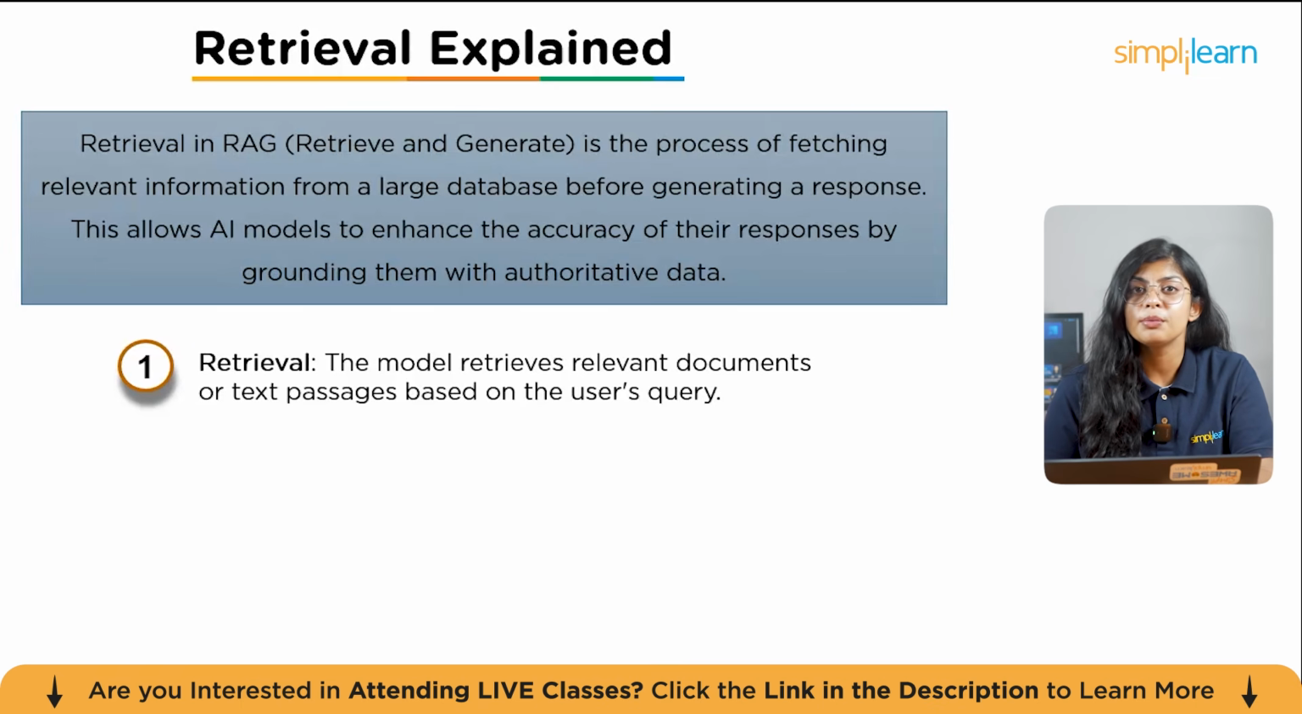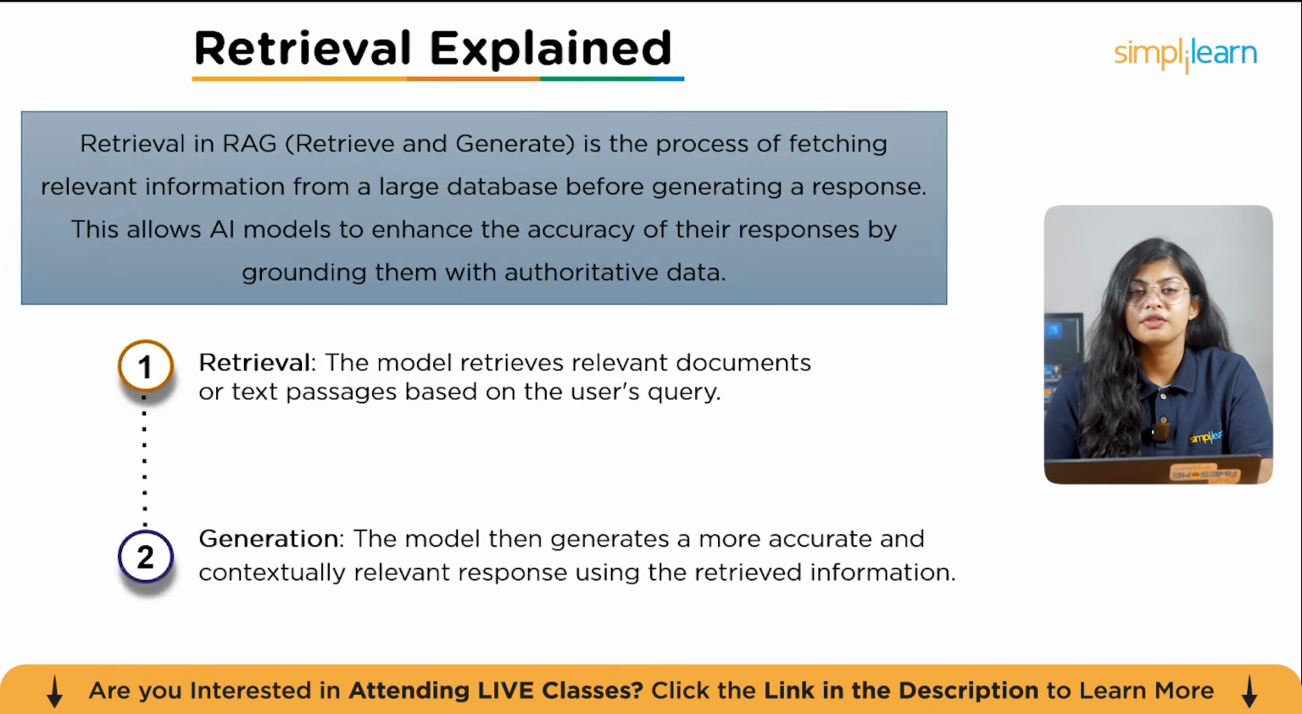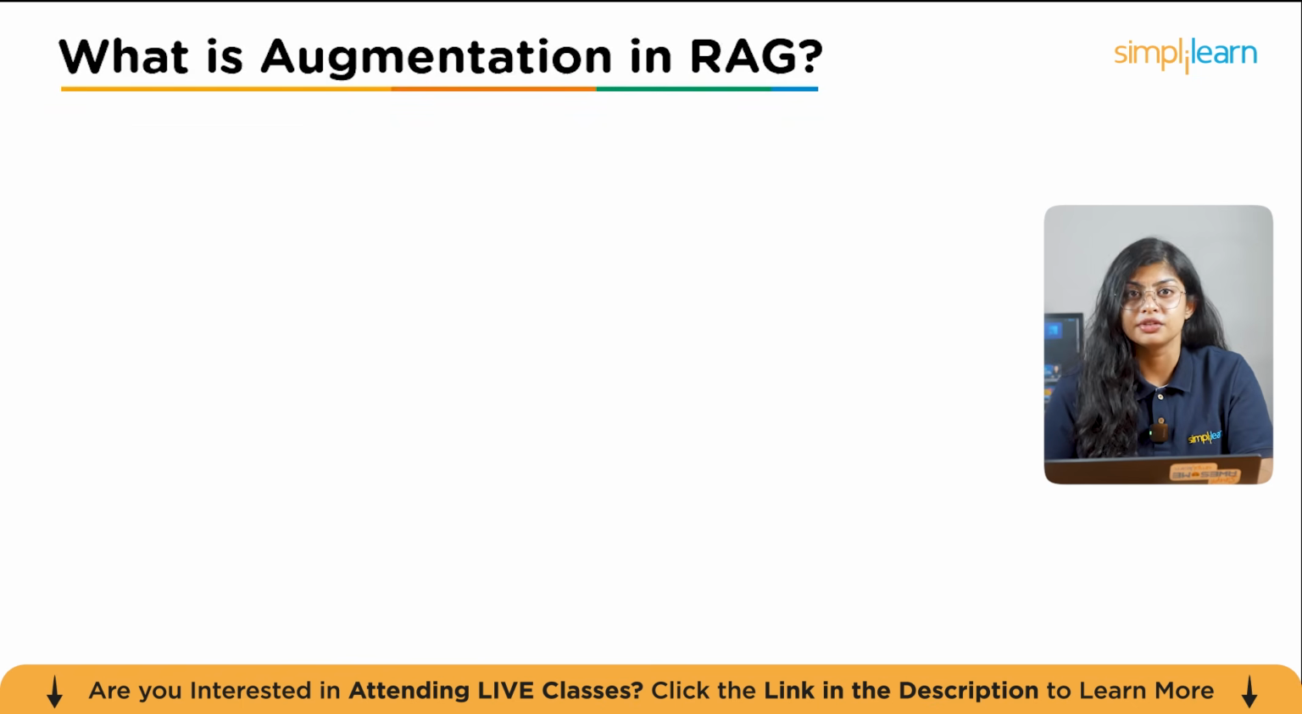Once the relevant information is retrieved, we move on to the second step, which is generation. Here, the model uses the retrieved information to generate a response that is more accurate and contextually relevant. So the answer is not created randomly, it is based on the information that was fetched in the previous step. So if I summarize the slide in one sentence, RAG first retrieves the right information and then generates the answer using that information. Now let's move on to augmentation.